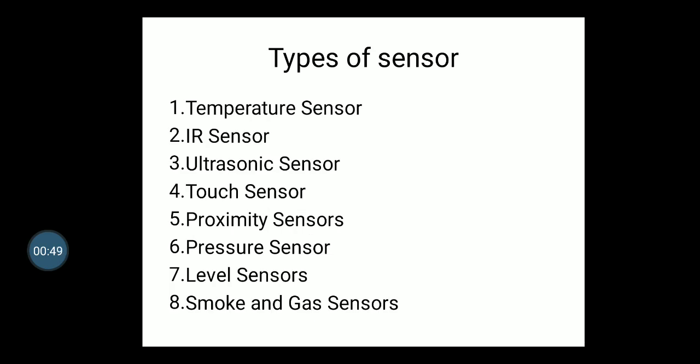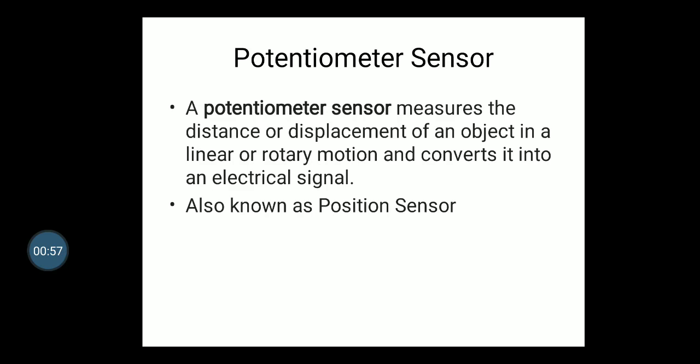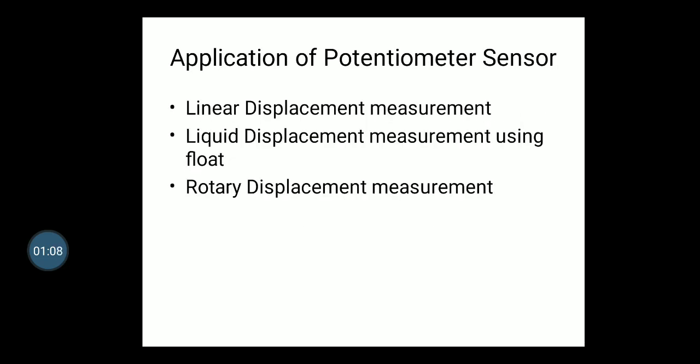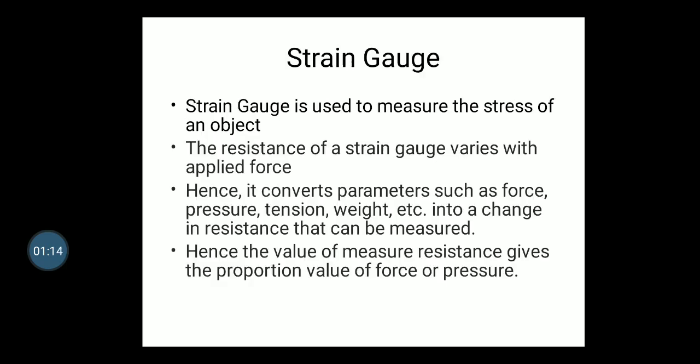There are different types of sensor: touch sensor, proximity, pressure, levels, right? All these sensors have different purposes. Then we have seen the potentiometer. What does it do? A change in the resistance gives us the displacement, okay? Linear displacement is the application of the potentiometer sensor. Then rotary displacement, liquid displacement.